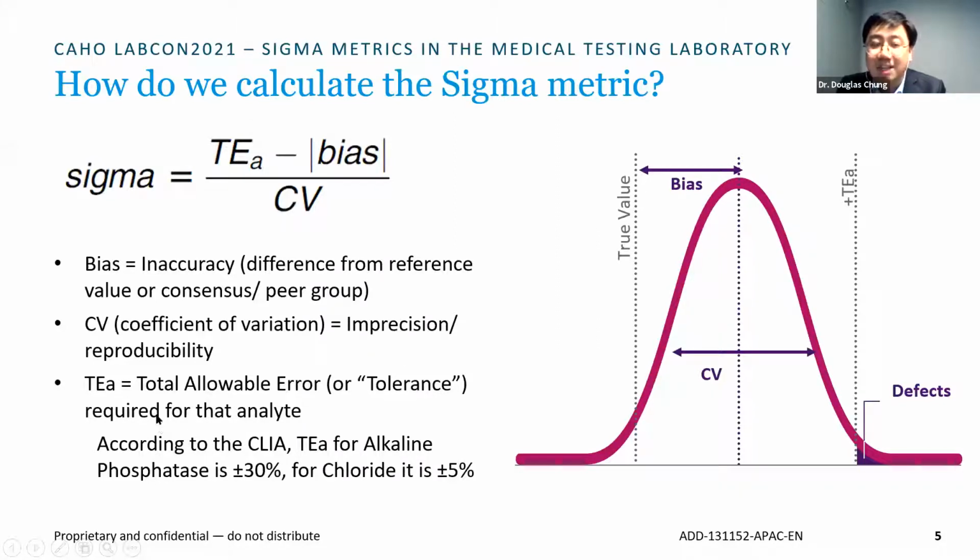And then lastly, your TEa, or your total allowable error, is really what is the tolerance that's required for that particular analyte, right? Now, according to the Clinical Laboratory Improvement Amendments in the US, the TEa for different analytes will be different, right? So for alkaline phosphatase, it's plus or minus 30%. For chloride, it's plus or minus 5%. And that's different because of different clinical needs required for that particular analyte or for that test.